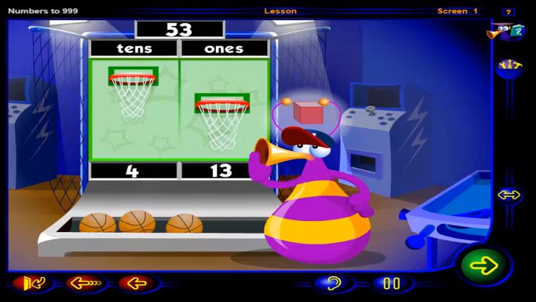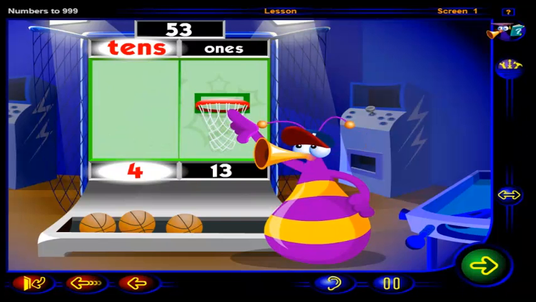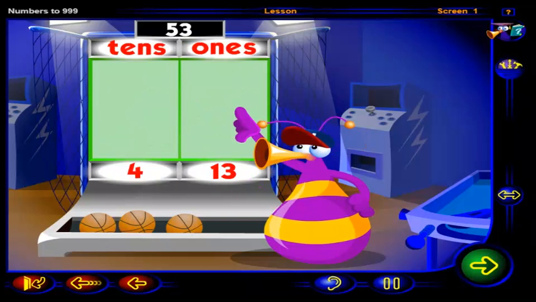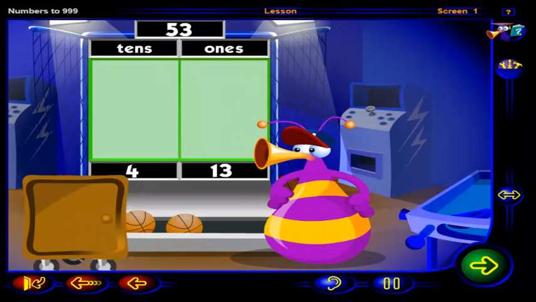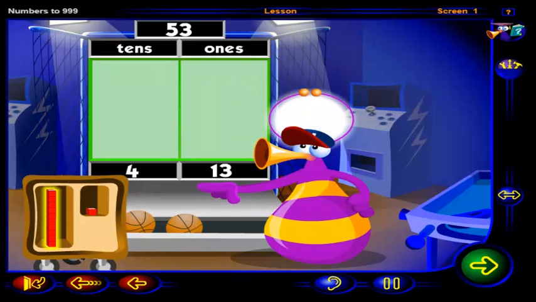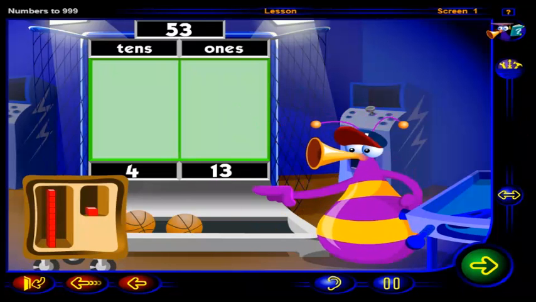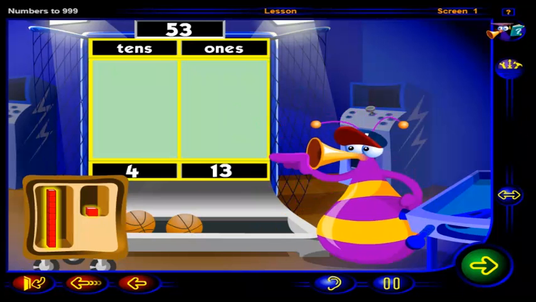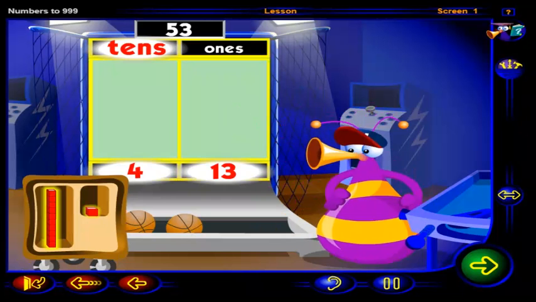53. Good idea. We can use blocks to see more clearly why 4 10s and 13 1s is the number 53. We can let one block show 1 and one group of 10 blocks show 1 10. Drag blocks into each place to show 4 10s and 13 1s. When you're done, click OK.